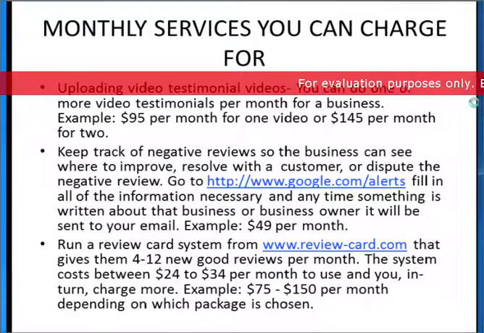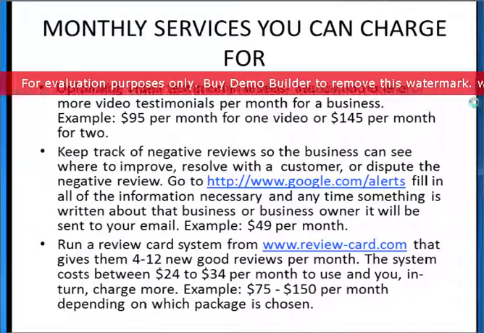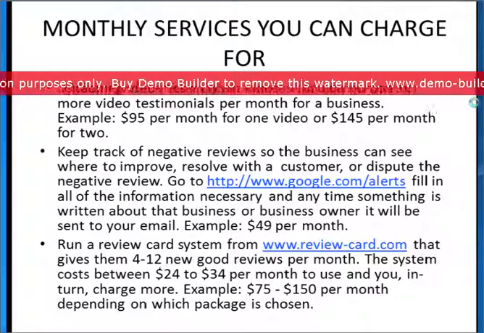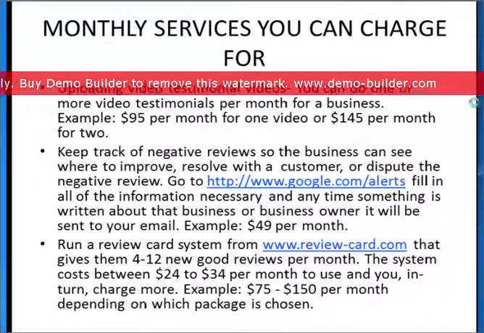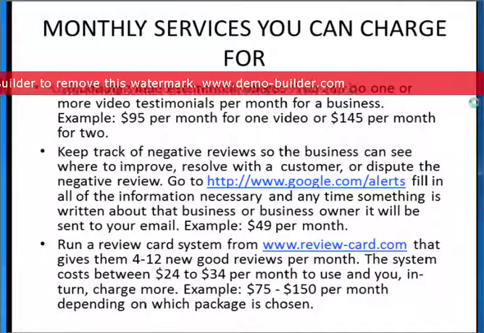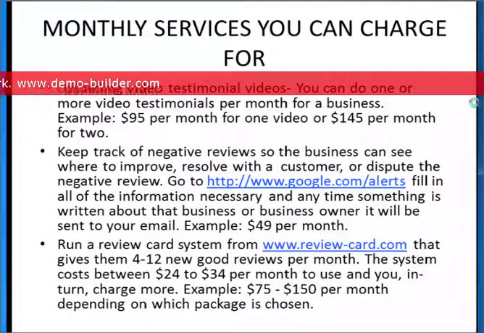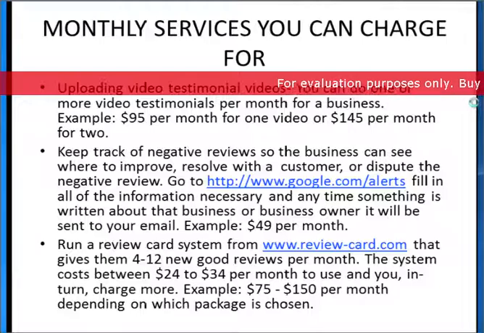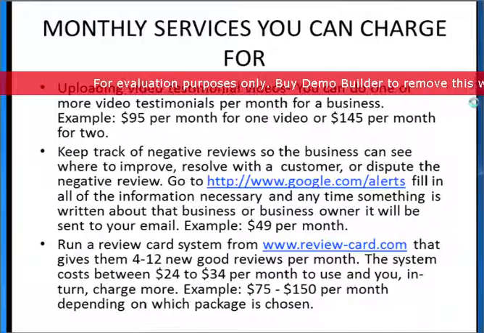Another simple way to make, say, $50 a month is to keep track of negative reviews so the business can see where to improve, where they can resolve with the customer or dispute a negative review. And a simple way to do this that a lot of people don't know about is just go to google.com/alerts, and there you fill in the business name and the business owner's name. Anytime something's written on the web about them, you're going to get an email, whether it be good or bad.